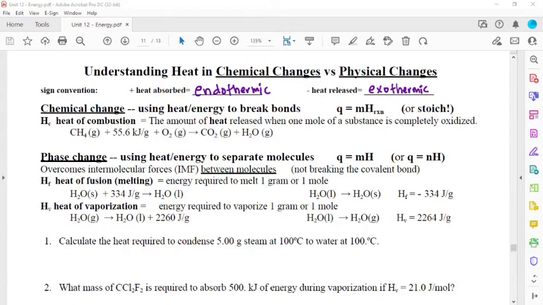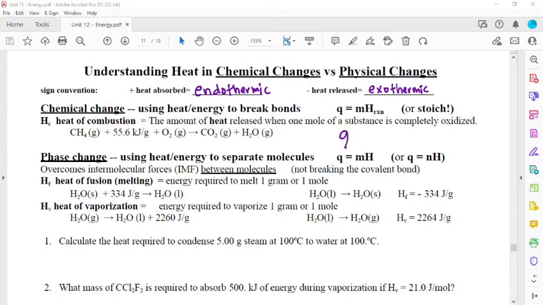But enthalpy isn't the same as energy. So if we want to calculate the amount of energy that is being released or gained, then we need to use this equation. Q is equal to mH. M is our mass, and H is our enthalpy there. And it will generally be given to you as kilojoules per gram.